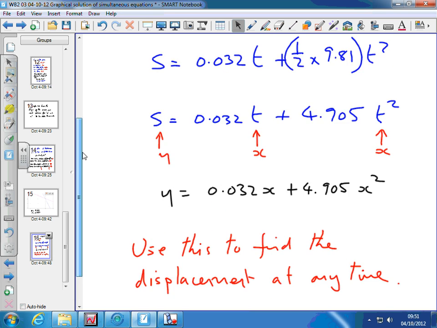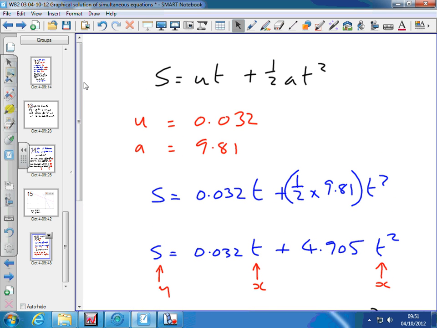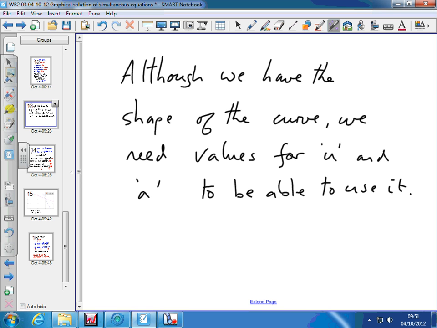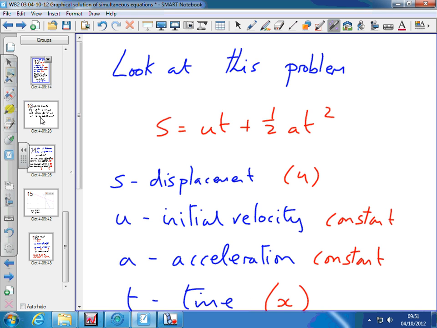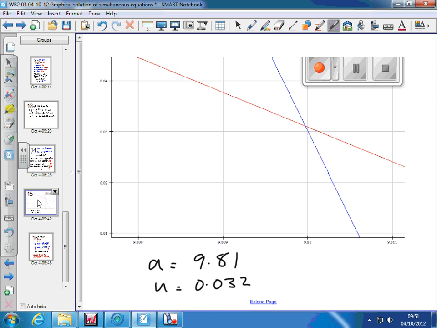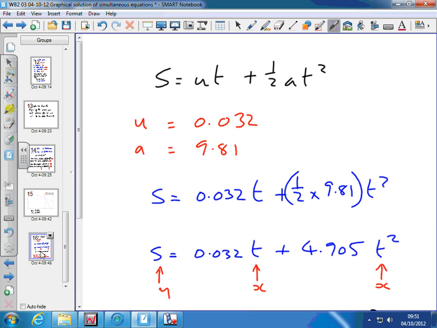To be able to plot this, S equals ut plus a half at squared, I need to know what I've got to plot, what's the dependent and the independent variables, S and T in this case, and given that, I then need values for the constants. And if I've not given them, I need some situation, a situation like this, where we're given the values.